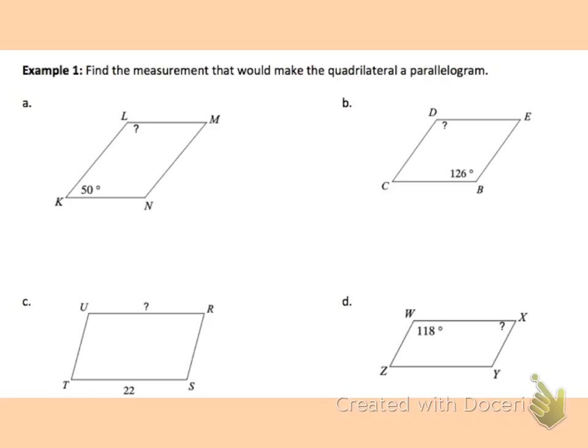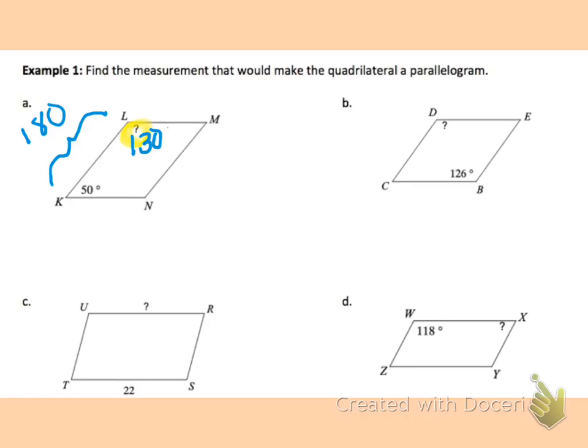So in these examples, what we're trying to do is we're searching for enough evidence to show that the figure must be a parallelogram. So looking at example A, in order for this to be a parallelogram, we'd have to be able to find more than just that angle. We'd have to find the one on the other side of this 50 degrees. So these angles would have to add up to 180. So that missing angle would have to be 130.